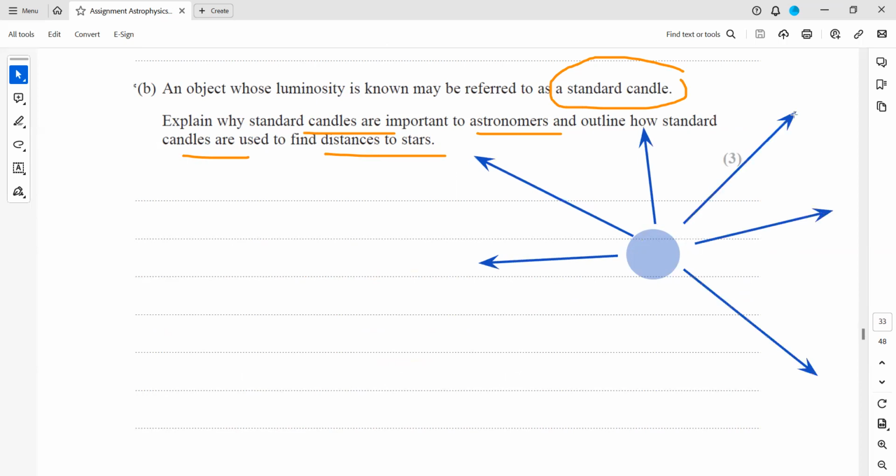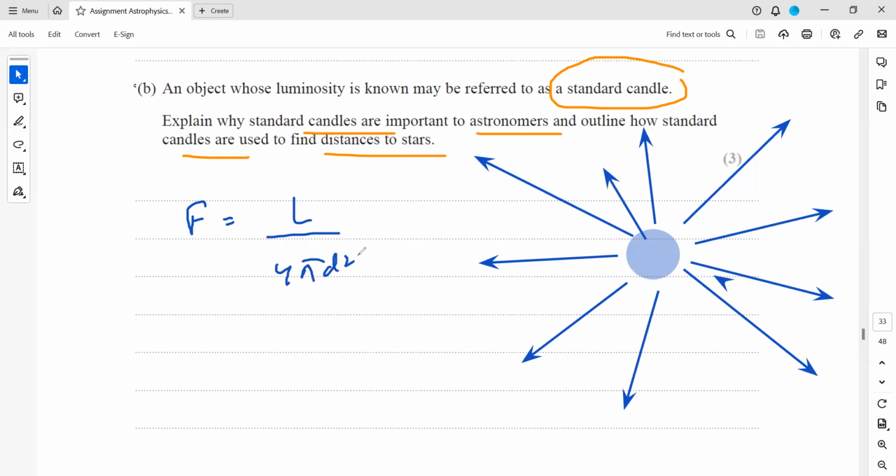What is the relation between the distance and the luminosity? The flux is equal to luminosity divided by 4 pi d squared. The amount of radiation we receive on a unit area, which is the flux, is inversely proportional to d squared. If the distance of a star is doubled, the flux will decrease by 4. If the distance is 3 times, the flux will decrease by 9. So how can a standard candle be used to determine the distance of the star?